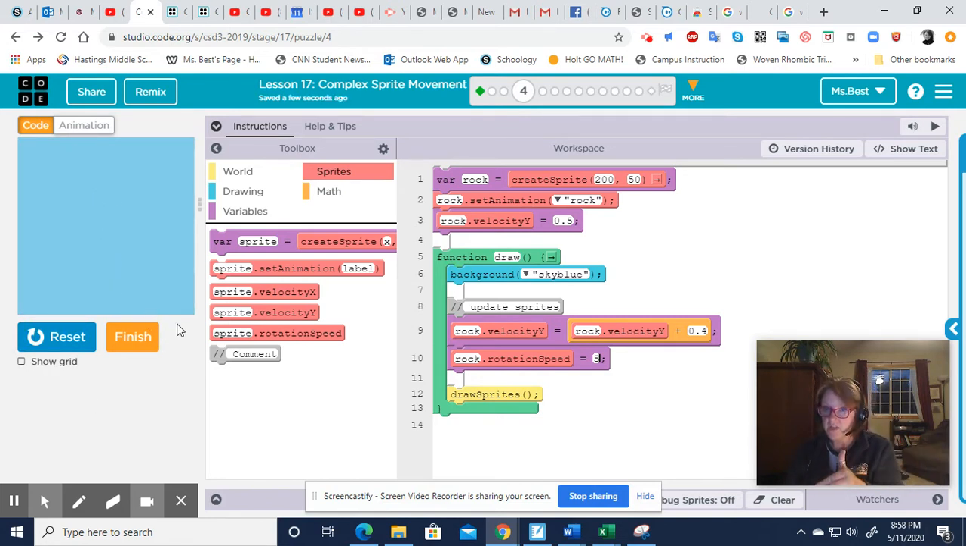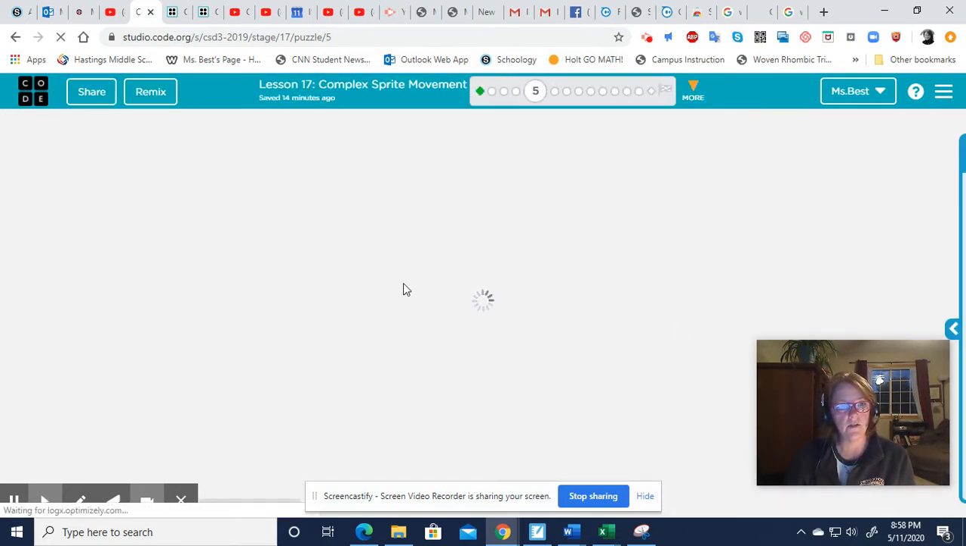Nice. Play around with that a little while and pause so you can work with that and then hit finish. Move on to level number 5. Let's see what this one brings for us.